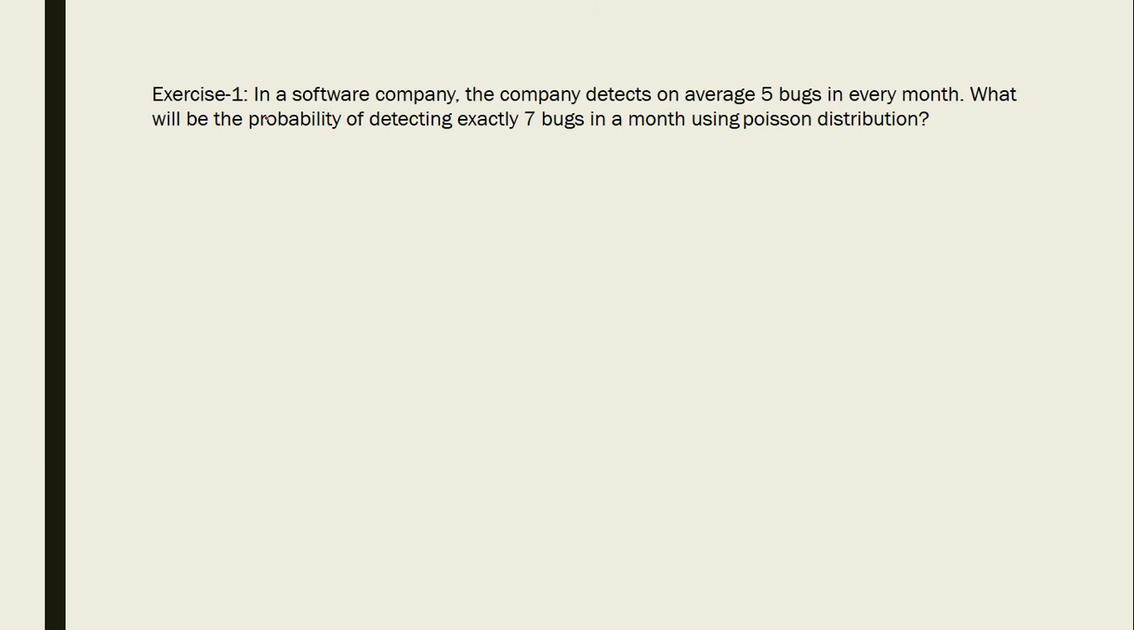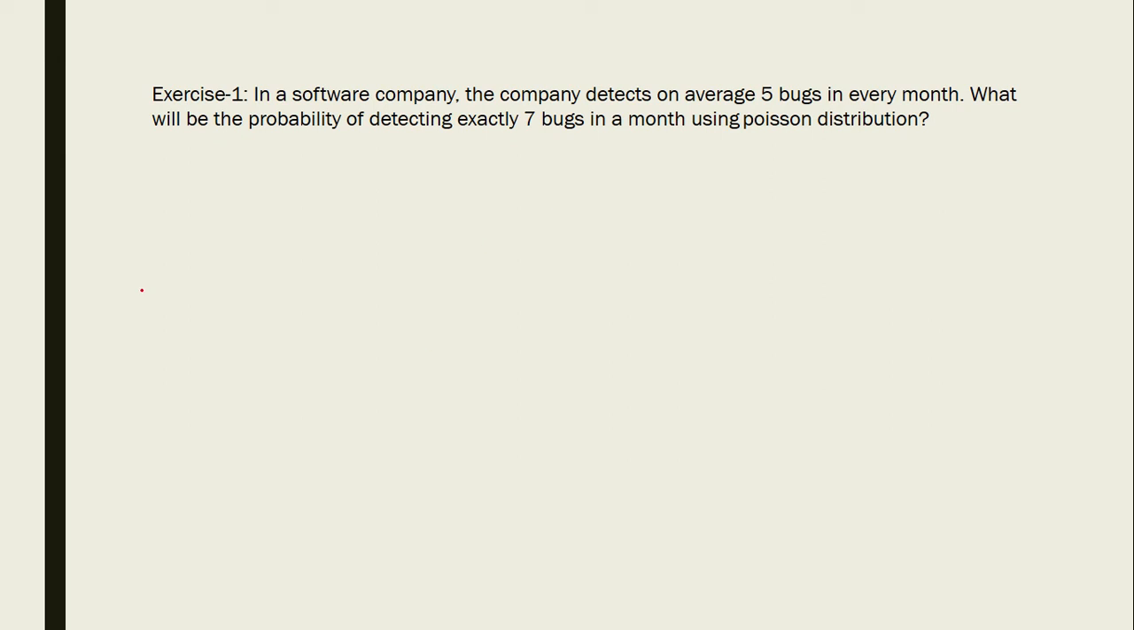In our first question, it is said that in a software company, the company detects on average 5 bugs in every month. What will be the probability of detecting exactly 7 bugs in a month using Poisson distribution? Right, that means we know that the company detects on average 5 bugs every month. Now we need to find the probability of detecting exactly 7 bugs in a month.